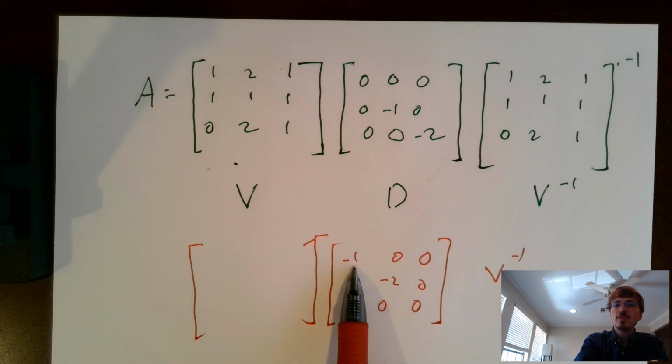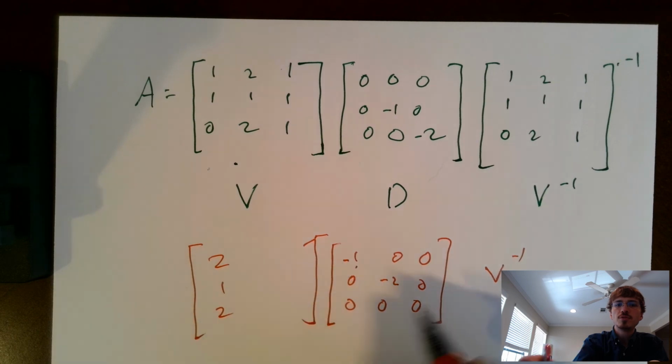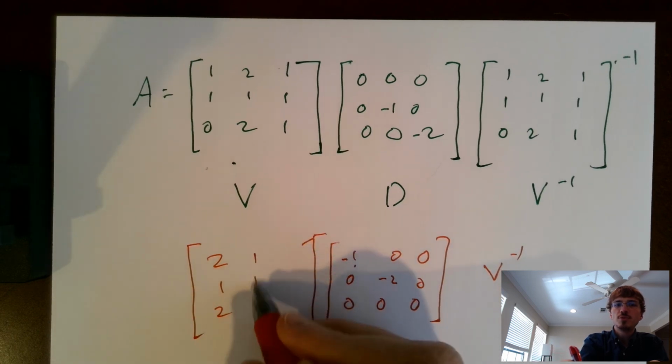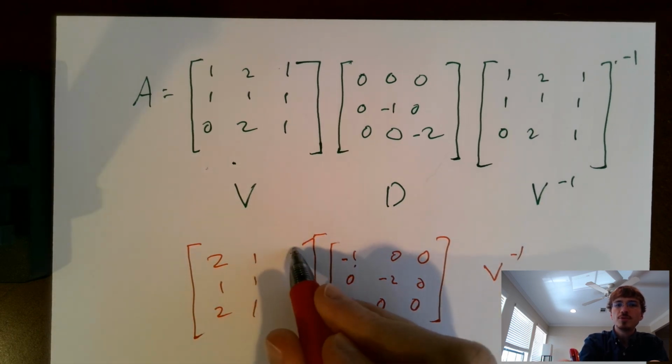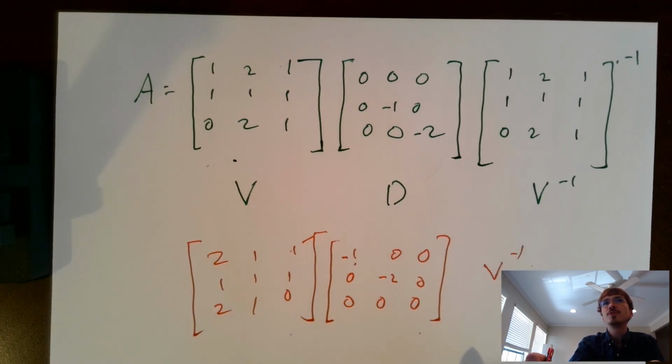Well, the first column has to be the eigenvector that's a basis for the eigenspace corresponding to lambda equals negative 1, which was 2, 1, 2. Then comes negative 2, which was 1, 1, 1. And then comes 0, which is 1, 1, 0. Yeah? And whatever that is, you just compute V inverse over here. So again, once you put the order of the eigenvalues in D, the order of the eigenvectors is fixed.